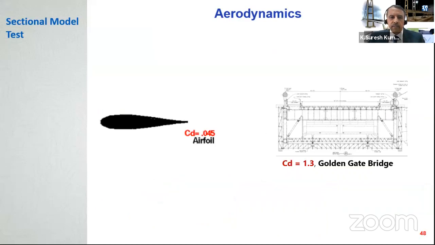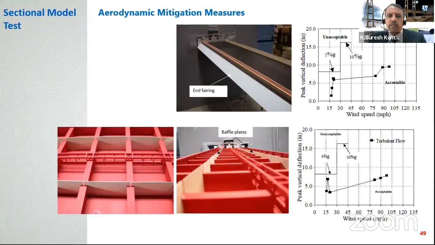So in aerodynamics, you can see an airfoil versus a bridge. An airfoil has a CD of 0.045, depending on the camber shape and etcetera, it can be slightly different. But in Golden Gate, you are seeing this is still a bluff section. Our sections are bluff. So we are getting a very high drag coefficient, 1.3 compared to this. We can't build anything like this in bridges. We can go as slender as possible, but then you will get into some other kinds of problems.